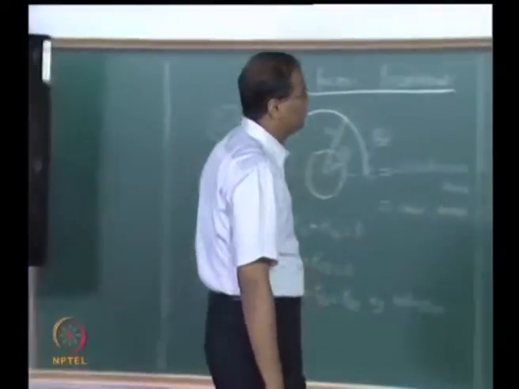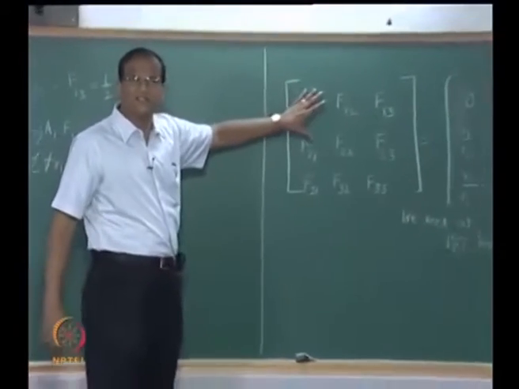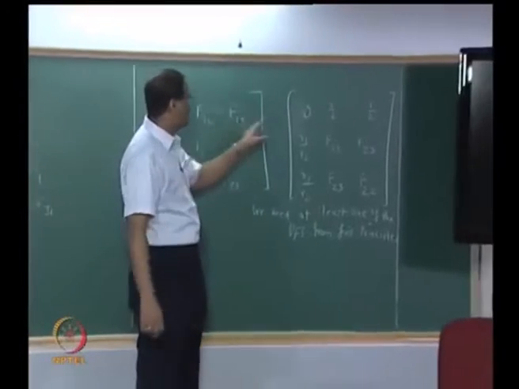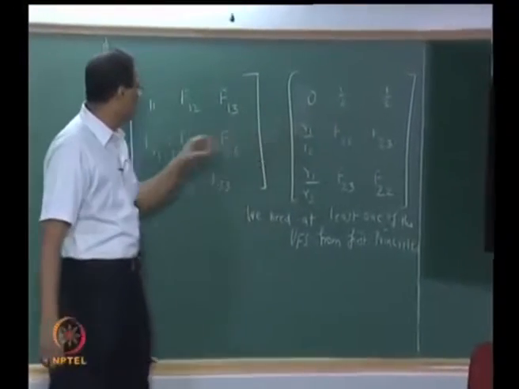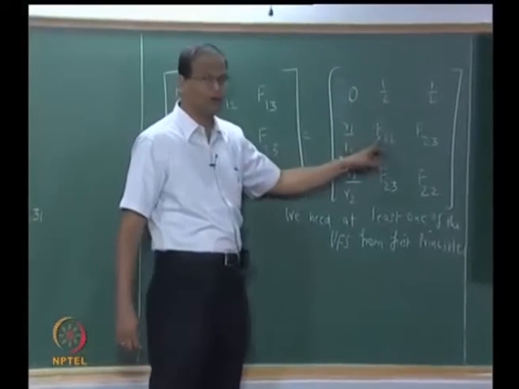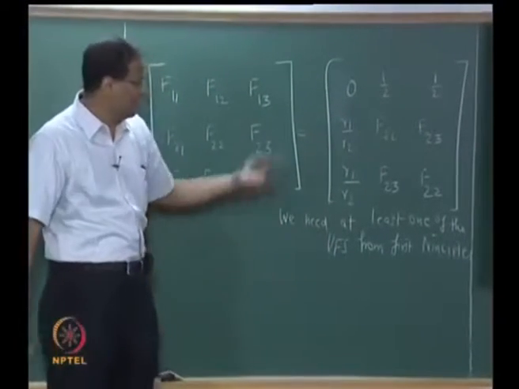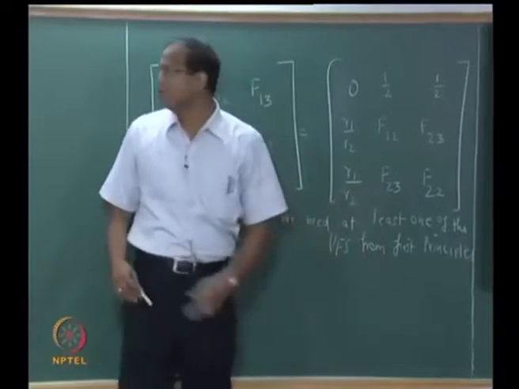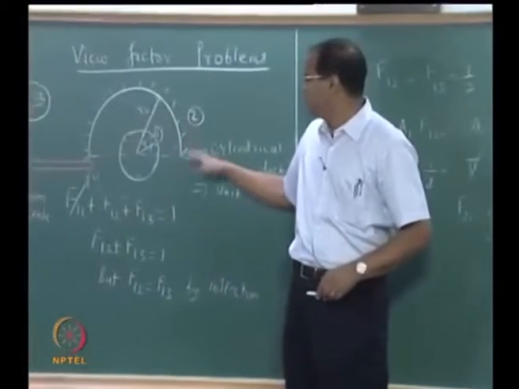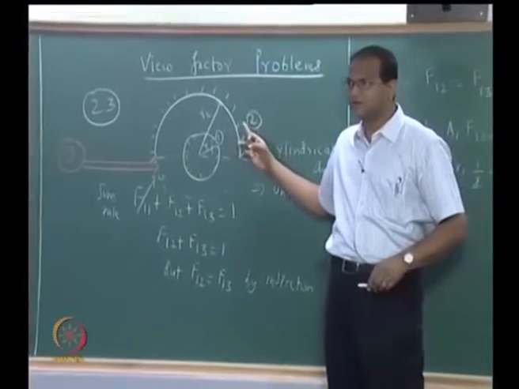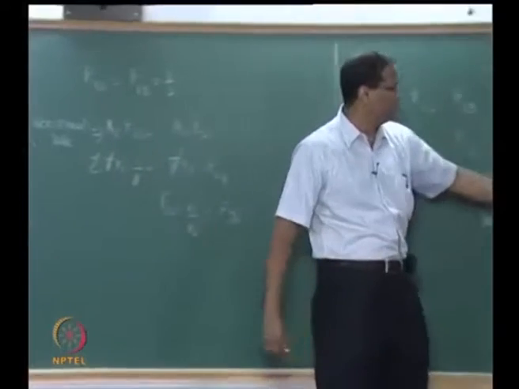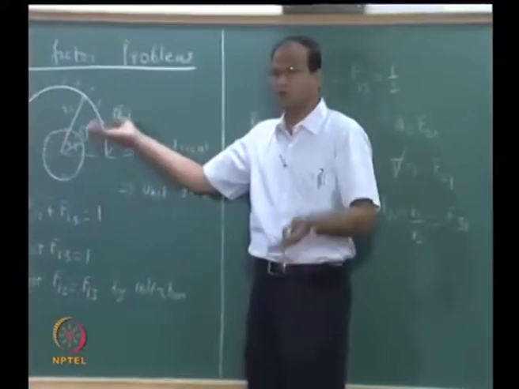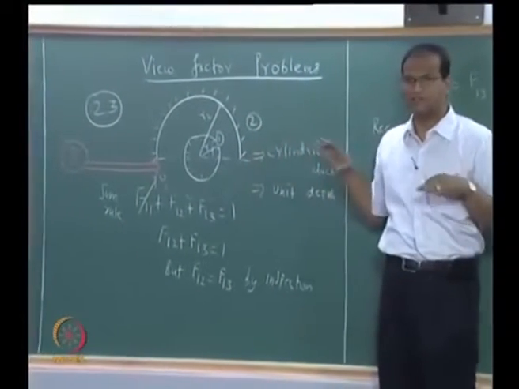Now let us write the view factor matrix. There are 3 surfaces, 3 squared, 9 view factors. So in the first row we are able to fill up 0, half, half. Second row we have got r1 by r2, f22 I do not know, f23 I do not know. f31 is also the same as f21, r1 by r2. Now I can say f2 to 3 by symmetry is the same as f3 to 2, so instead of f3 to 2 I wrote f2 to 3, and then f2 to itself is the same as f3 to itself.